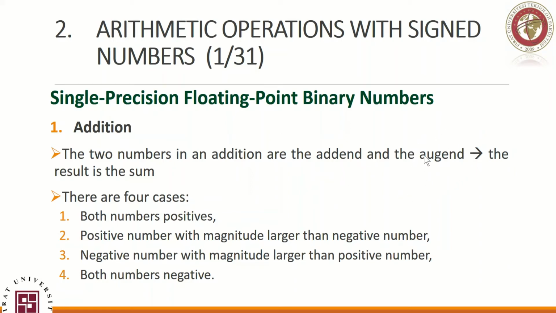Okay? So when we have these two, the addend and the augend, we have four main cases. These cases are: both addend and the augend are positive, the outcome is positive. If the addend is positive but larger in magnitude than the augend, which is negative, then the outcome is positive. If one of them is negative and larger than the other one, then the outcome is negative. If both of them are negative, then the outcome is negative.